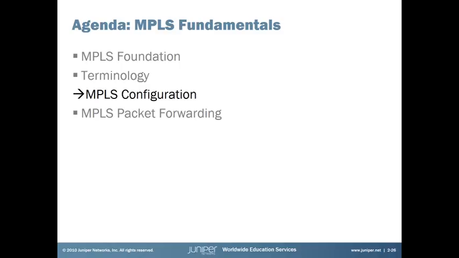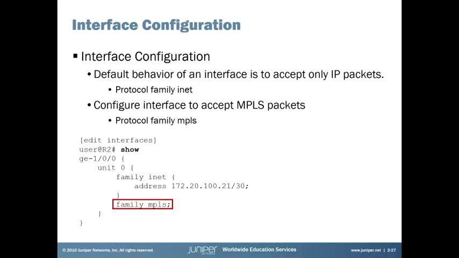Okay, let's look at some configuration for MPLS. So let's look at interface configuration. Default behavior of an interface is to accept only IP packets, so protocol family INET. So to have that interface accept MPLS packets, we have to configure the protocol family MPLS onto the interface. This is the example of that down here. We add the family MPLS configuration onto an interface. So we've still got INET. Okay, we're just adding MPLS.